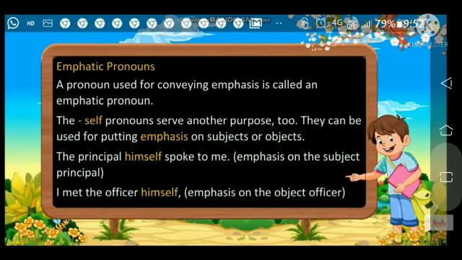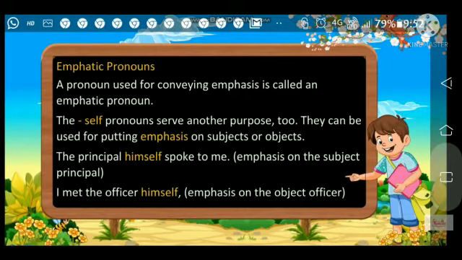Now come to the next one, that is emphatic pronouns. Pronouns used for conveying emphasis are called emphatic pronouns. Now the self pronouns serve another purpose too. They can be used for putting emphasis on subjects or objects. So when the self pronouns are used in this way, they are called emphatic pronouns. The self pronouns are called emphatic pronouns when they are used for emphasizing subjects or objects.